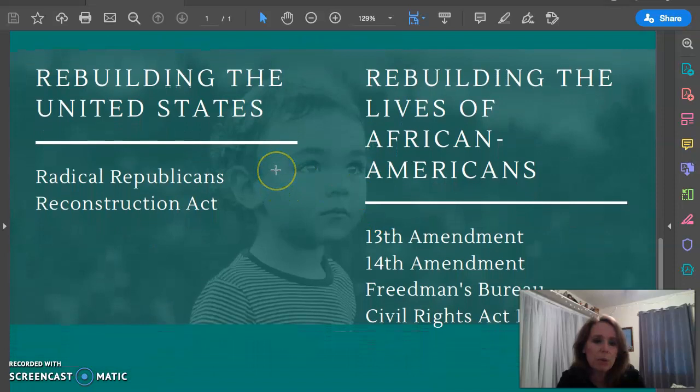So first of all, let's start with rebuilding the United States. So a group of Republicans had kind of taken over the Congress, and these Republicans were called the Radical Republicans. And so that word radical gives us a really good indication of what these Republicans were like. They were kind of extreme in their views on what they wanted to do to rebuild the United States. And one of their views was, some of these radical Republicans wanted to punish the South for the Civil War. And so they didn't want Reconstruction to be a very easy process.